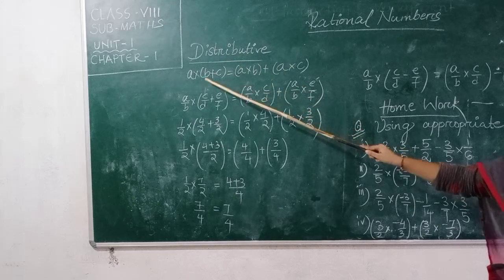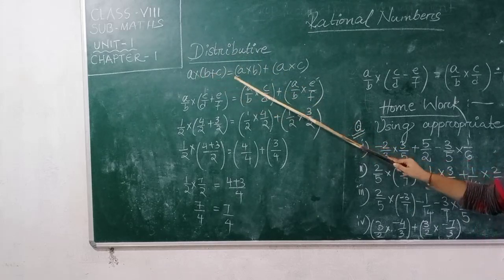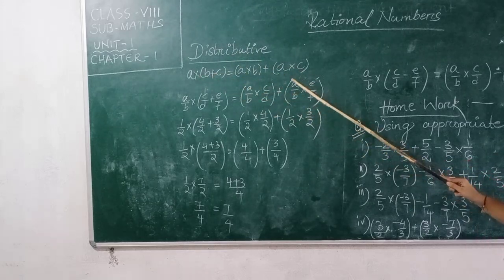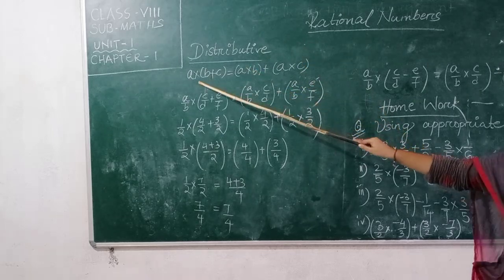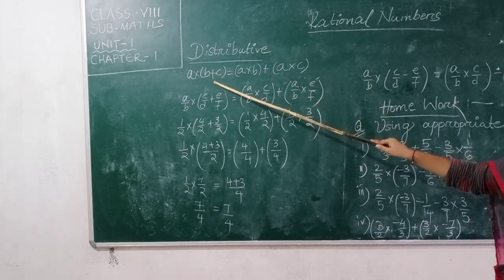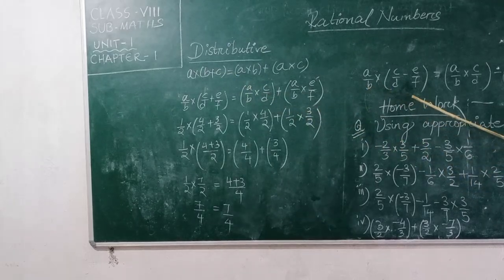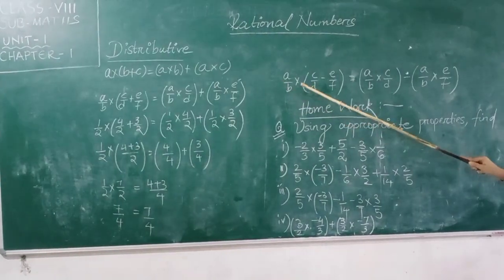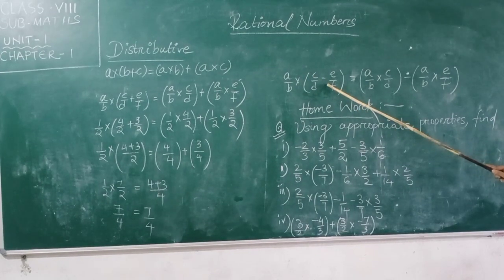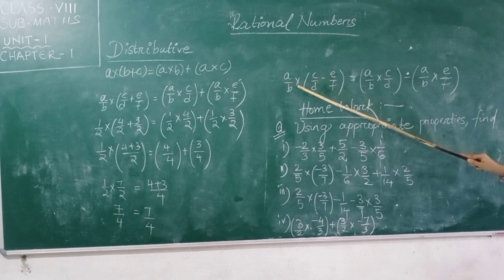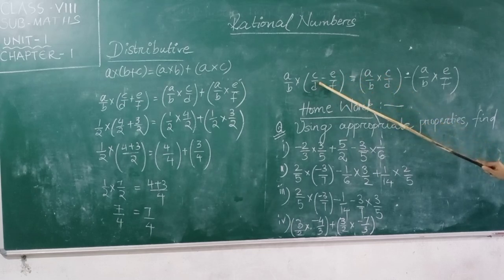So the distributive property A into (B plus C) equals A into B plus A into C holds. So the distributive property holds for multiplication over addition. So likewise we have it for subtraction also. Before, you observed a plus there, and here it is minus. So A by B into (C by D minus E by F) equals A by B into C by D minus A by B into E by F.